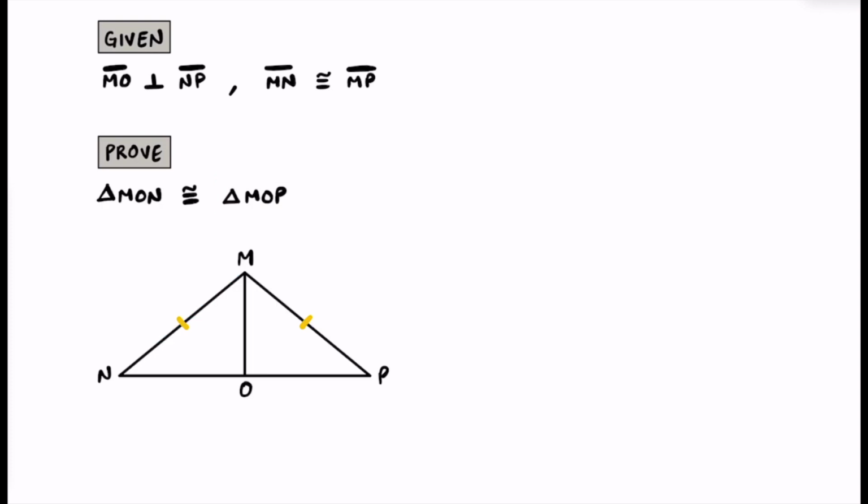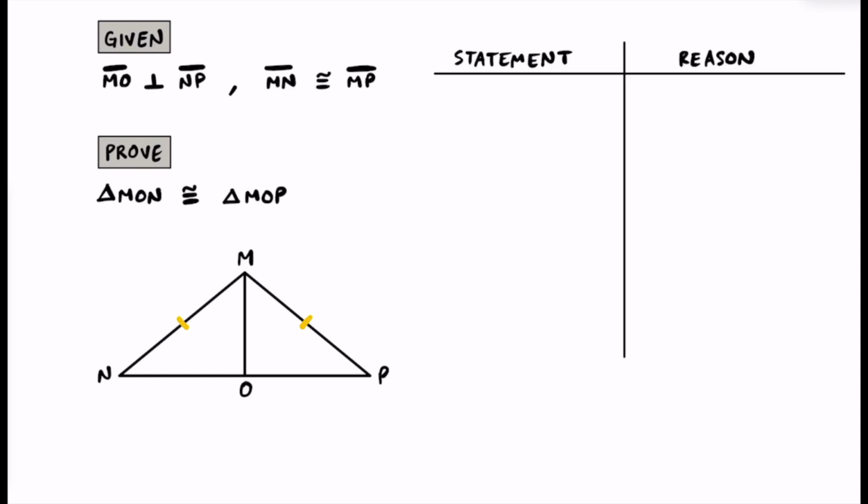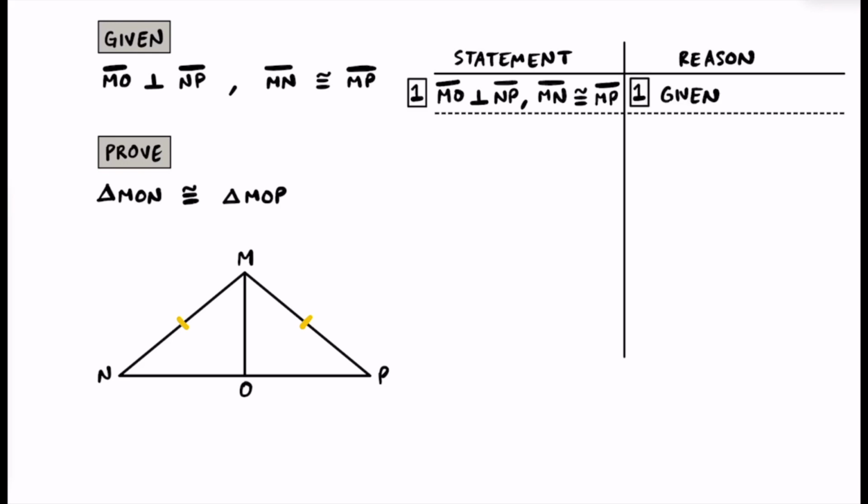Now, hopefully we understand the situation a little better and what that given information means, and let's see if we can prove that these two triangles are indeed congruent. Let's get started on our 2-column proof. Let's just go ahead and write the information that we were given, and we'll write given for the reason right away.